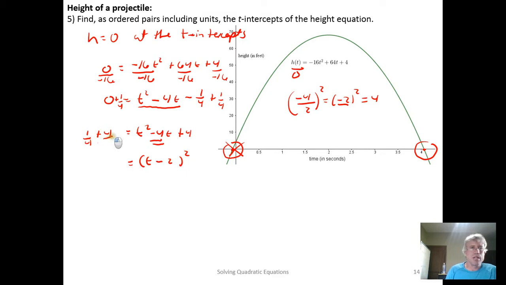To add these, I'll need a common denominator, so we're going to multiply this by 4 over 4. So we get 4 times 4 is 16, plus 1 is 17 over 4. We're going to take the square root of both sides. And typically when we take the square root of both sides, we go plus or minus here. But this time we can identify that this negative is going to wind up corresponding to this negative t value that doesn't make sense in the problem context. So I actually don't need the negative this time.